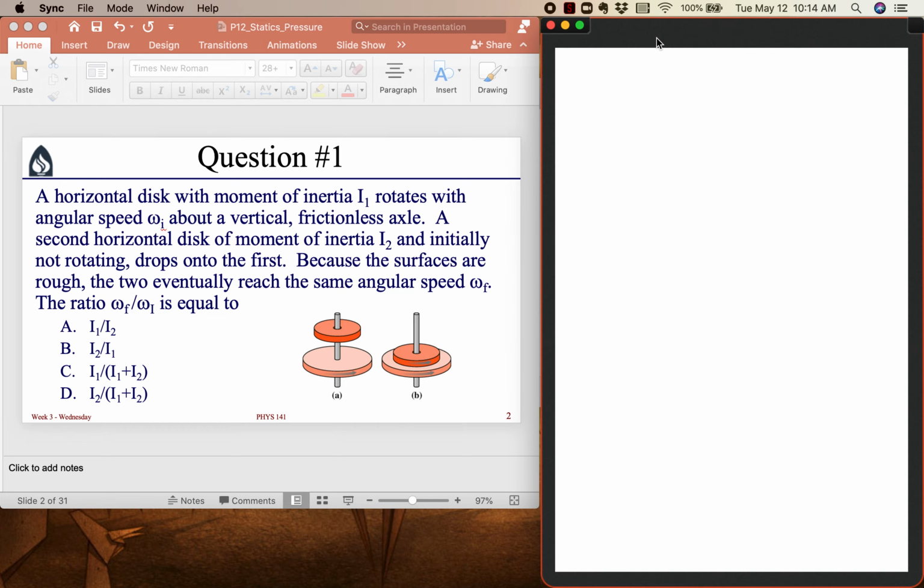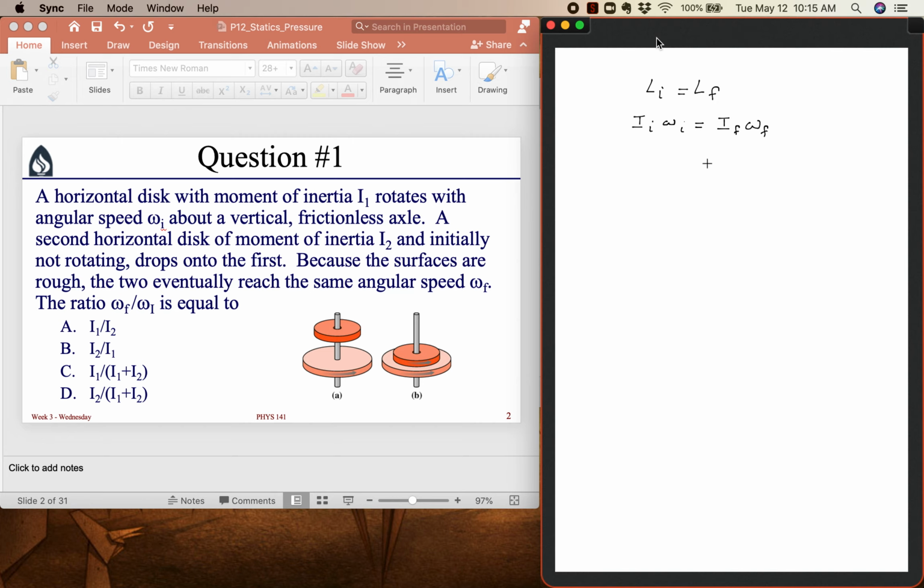In order to answer this question, we are going to have to conserve angular momentum. So that means that the initial angular momentum has to be equal to the final angular momentum. And angular momentum is equal to the moment of inertia times the angular velocity. So the initial moment of inertia times angular velocity is equal to the final moment of inertia times angular velocity.